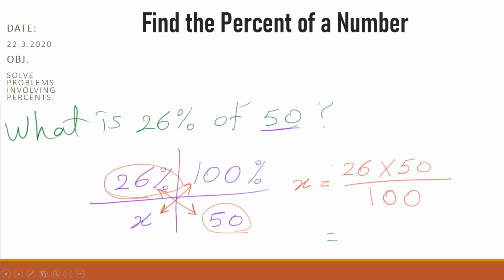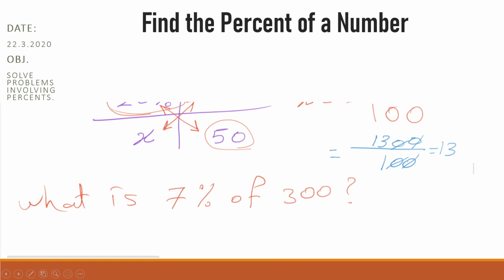Let's simplify. 26 multiplied by 50, drop the 0, and 26 multiplied by 5. 6 multiplied by 5 is 30. 0 and carry 3, and 2 multiplied by 5 is 10, plus 3 is 13, and we have 100 in the denominator. Now after removing this 0 and this 1, and removing another 0, the remaining will be 13.